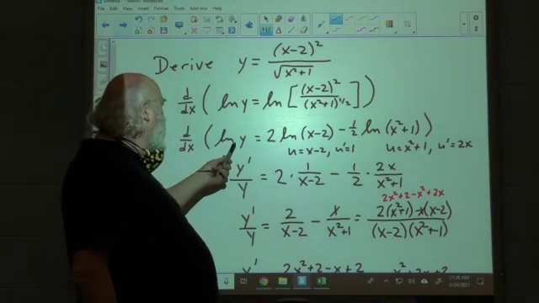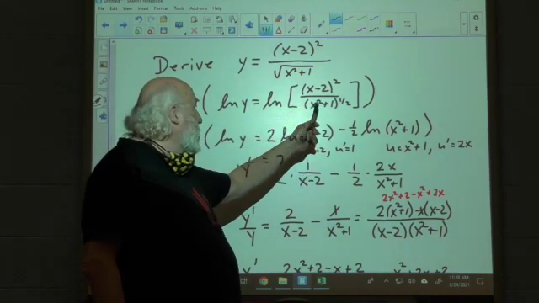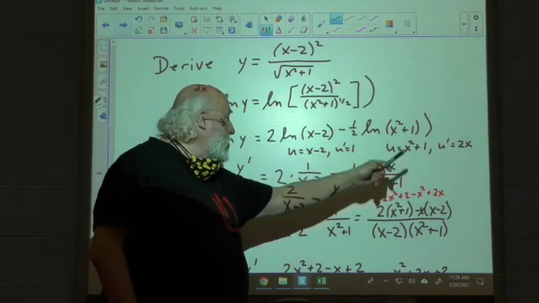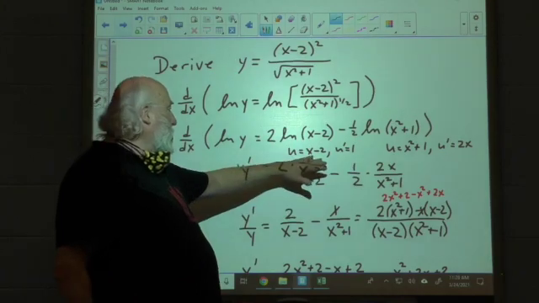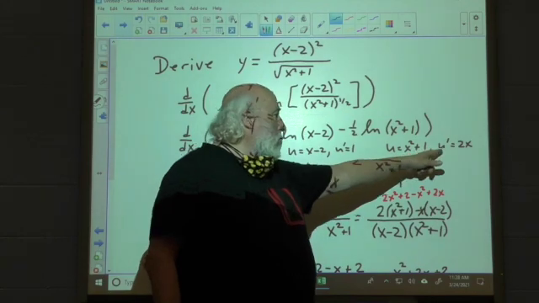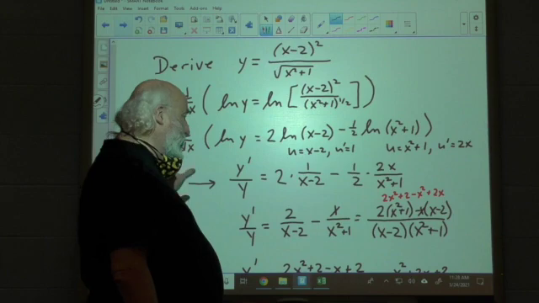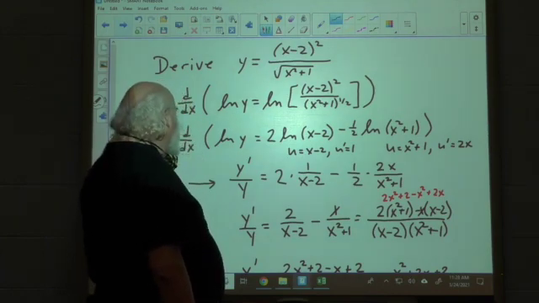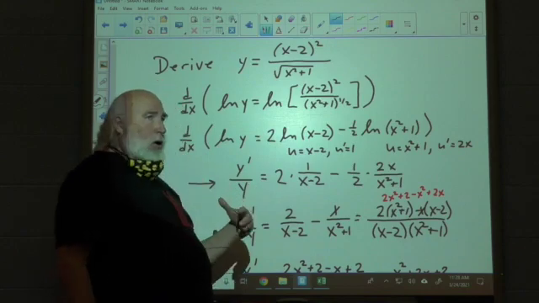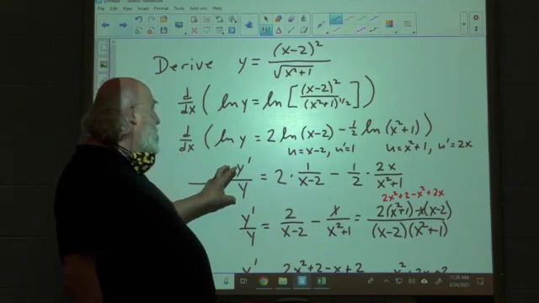And so that gave us the natural log of y equals 2 times the natural log of x minus 2, minus 1/2 times the natural log of x squared plus 1. For this one, u is x minus 2 and u prime is 1. For this one, u is x squared plus 1 and u prime is 2x. Okay? Now, here's where the fun begins. We differentiate that, and when you differentiate y, you are also going to be using y prime. The natural log of y becomes y prime over y.